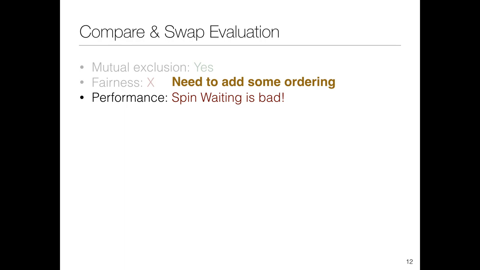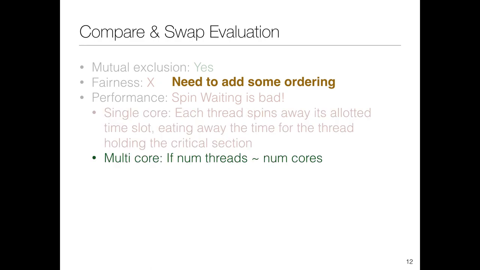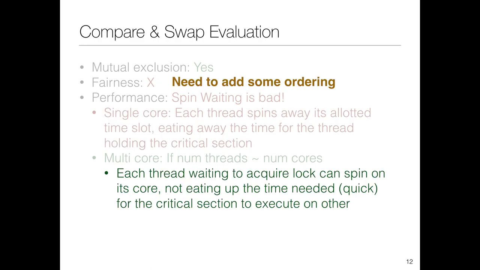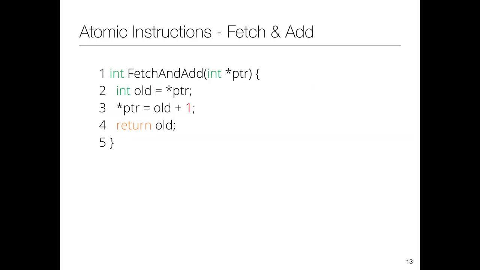Okay, so compare and swap, as was the case with test and set, provides mutual exclusion, but there's no fairness because it's a very similar notion. There's no ordering. So how do we add fairness to it? The simplest way to add fairness is to add some ordering of the threads, of the way in which threads can get the critical section. So we look at another such atomic instruction, fetch and add.